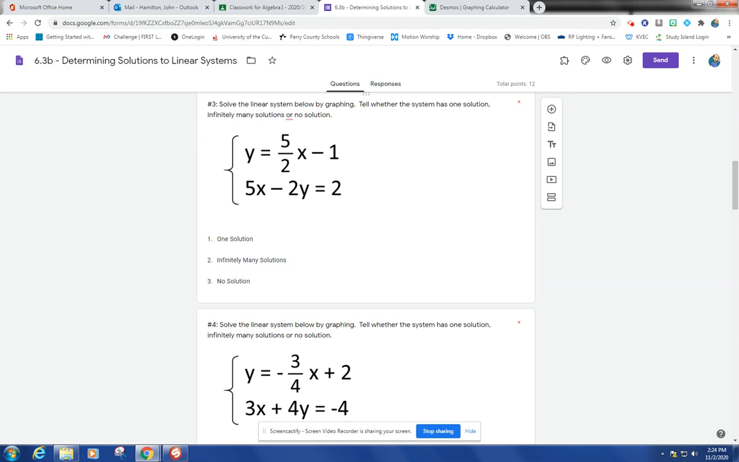So hopefully this has been helpful for you to see how you can use the power of Desmos to be able to graph any type of systems that you're given, and also to be able to see these special cases that we're looking at. So hopefully, again, it's been helpful.